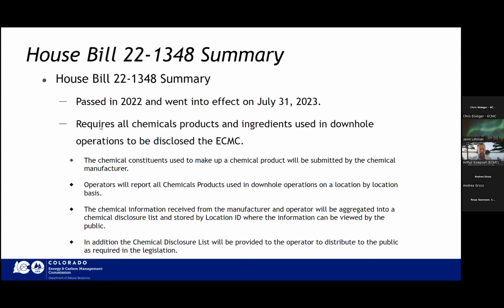The House bill requires all chemical products and ingredients used in downhole operations to be disclosed to the ECMC. The chemical constituents used to make up the chemical products will be submitted by the chemical manufacturer, and operators will then report all chemical products used in their downhole operations on a location-by-location basis. The chemical information received from the manufacturer and operators will be aggregated into a chemical disclosure list and stored by location ID where the information can be viewed by the public. In addition, the chemical disclosure list will be provided to the operator to distribute to the public as required in the legislation.